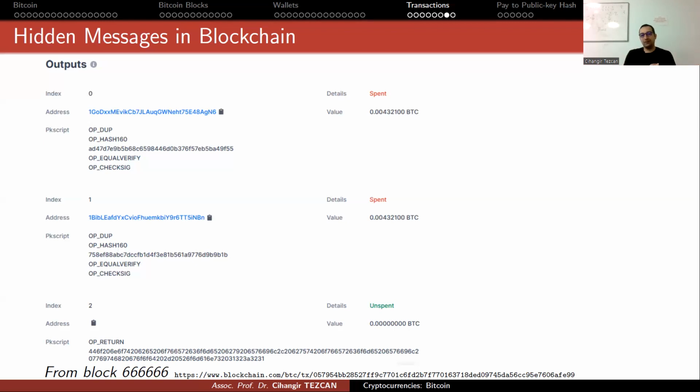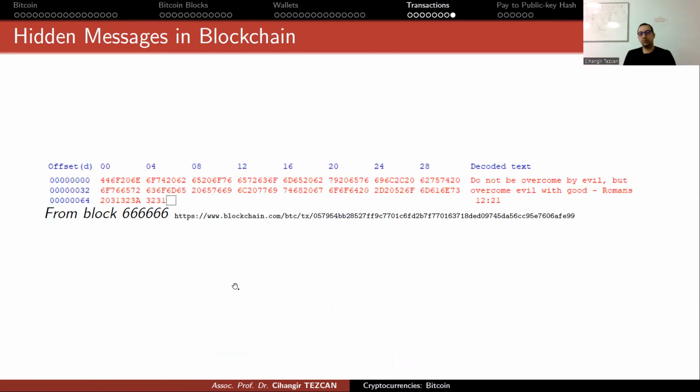In the initial days of Bitcoin, you couldn't do that. So most people sent money to addresses that don't exist. They actually burned that money, but hid a message inside the block. So if you take this message and put it inside the hex converter, here I'm just converting hexadecimal values to ASCII.